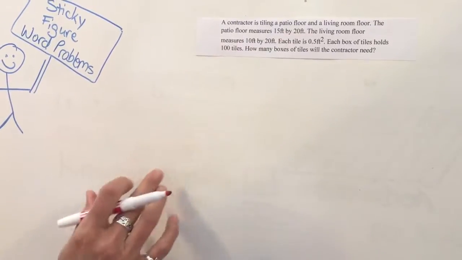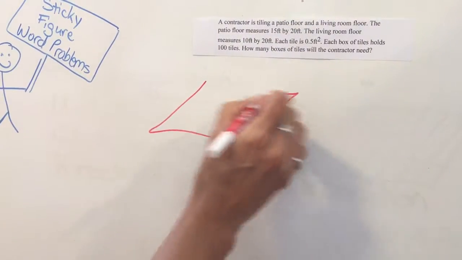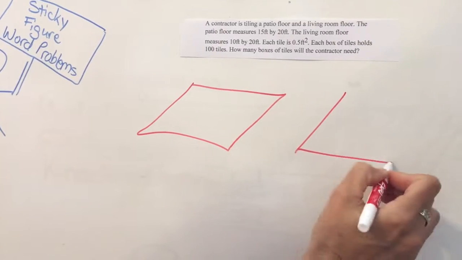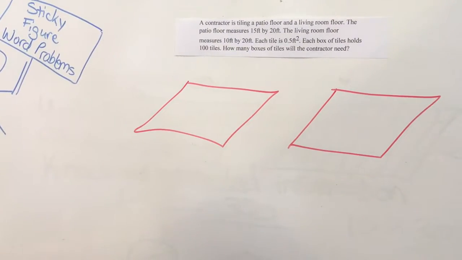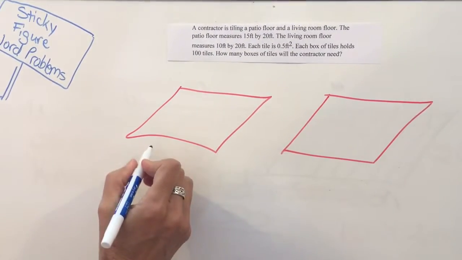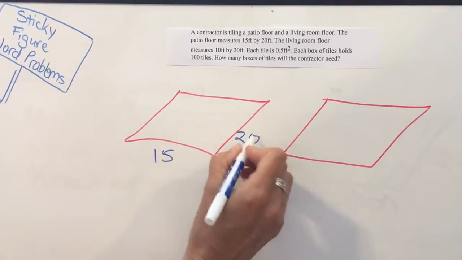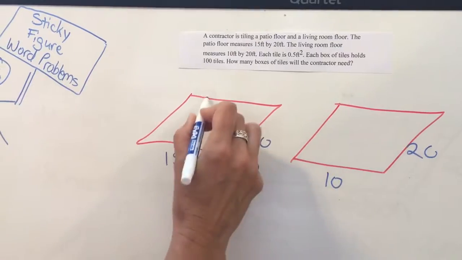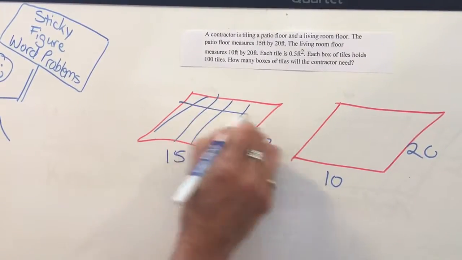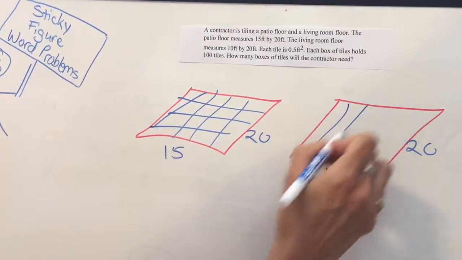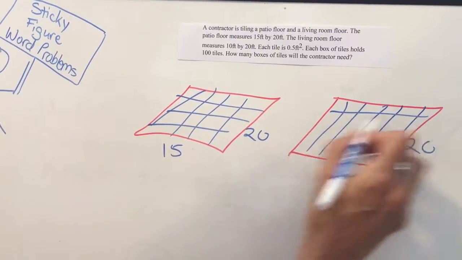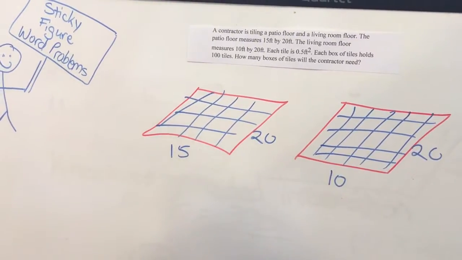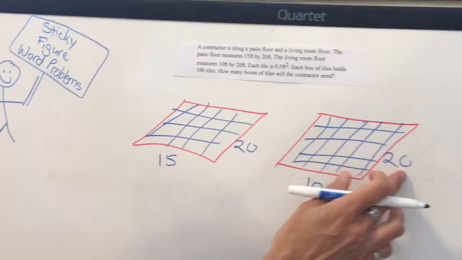A contractor is tiling a patio floor and a living room floor. The patio measures 15 by 20 and the living room measures 10 by 20. So we know these areas are going to be covered with tile, and apparently it's going to be the same tile in both places for this person. So we start with some basic area problems.